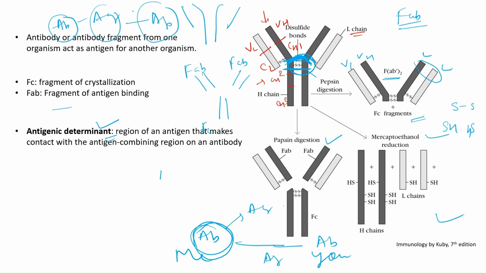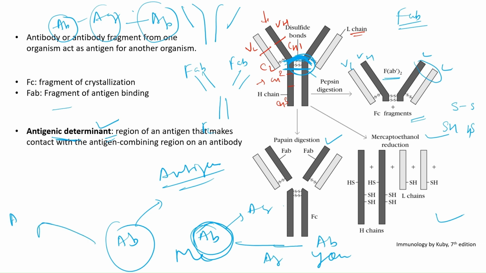Antigen means anything foreign to our body is an antigen, so our body will react against it. How will the body react, how will it bind with the antigen, how will it recognize it as an antigen? With the help of antigenic determinants. Similarly, my body's antibody is foreign for your body.